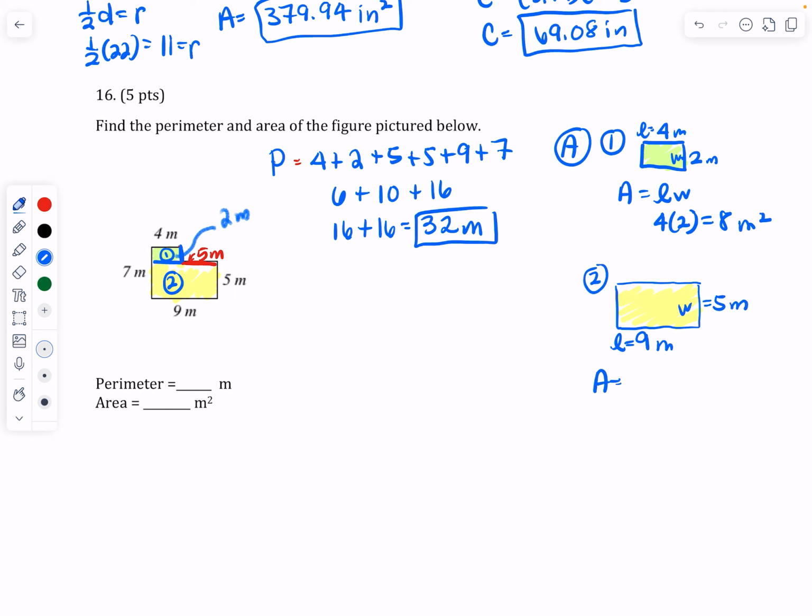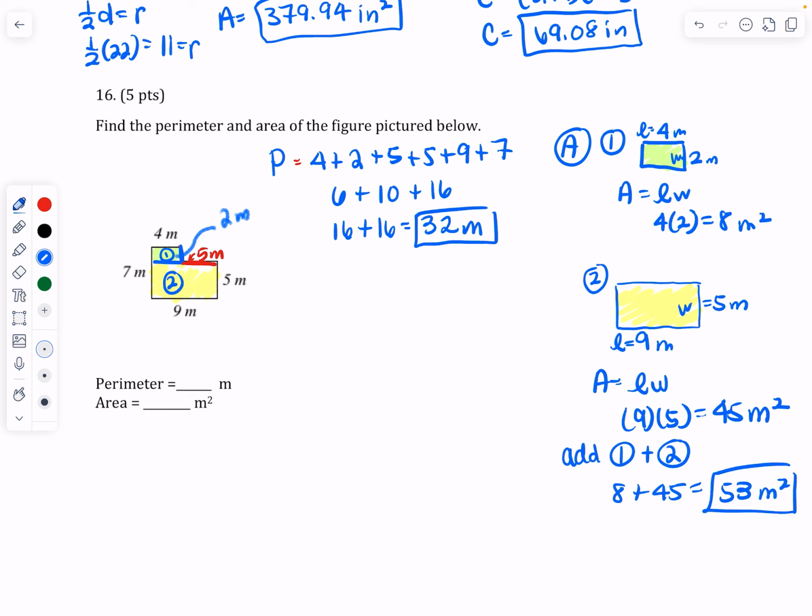So area equals length times width, or 9 times 5, which is 45 meters squared. Now I'm going to add the two areas together. So add area 1 plus area 2. So 8 plus 45 will give me 53 meters squared.